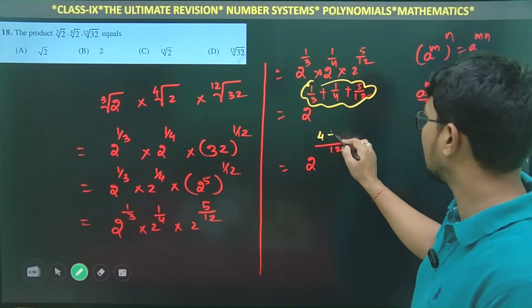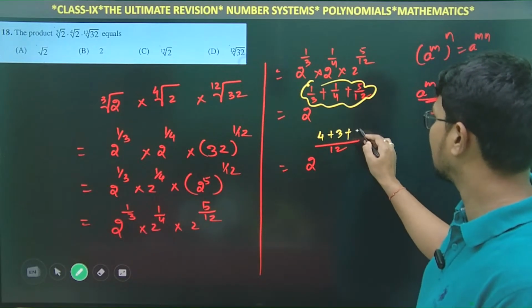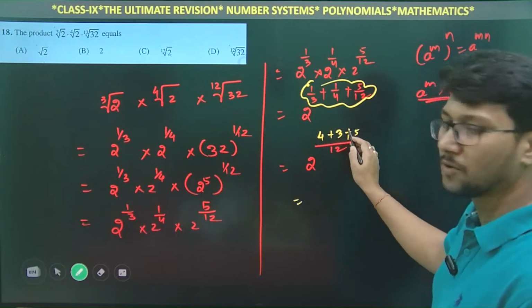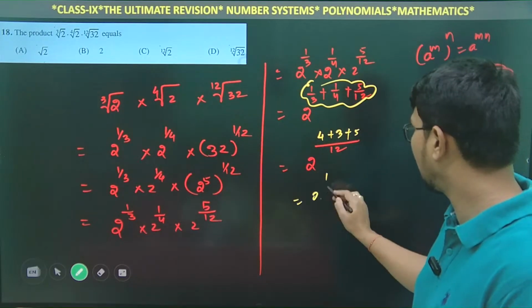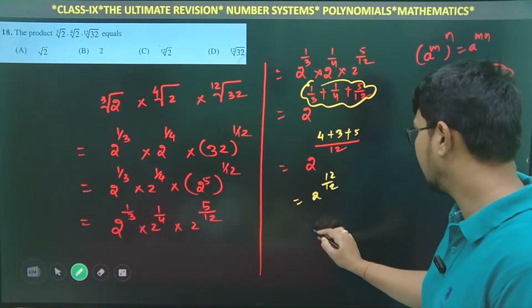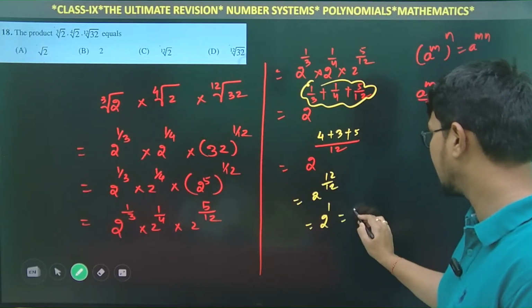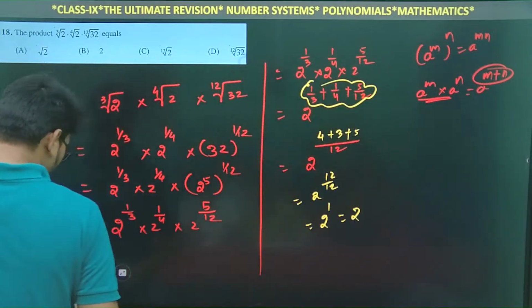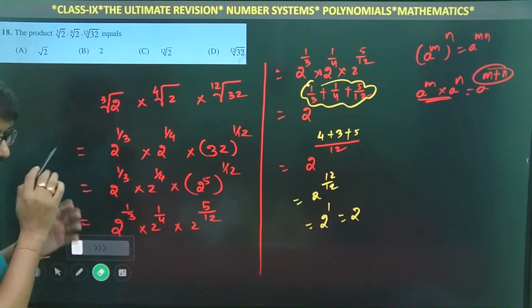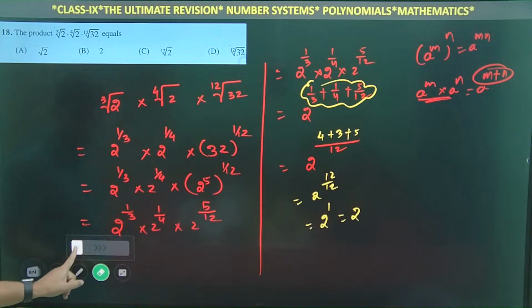So 4 plus 3 plus how much? 5. So that is 4 plus 3 plus 5, क्या है? 12. 2 to the power 12 by 12, that is 2 to the power 1, that is 2. Over? Chalo. Let us move to the next question. Done? Okay.